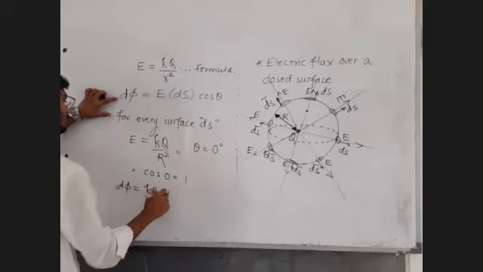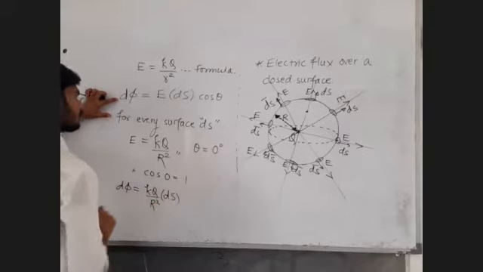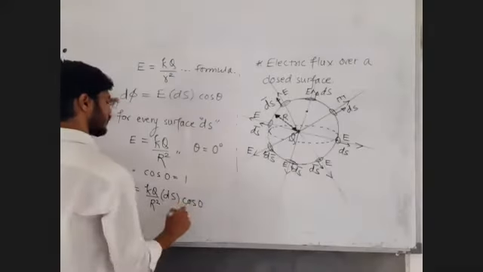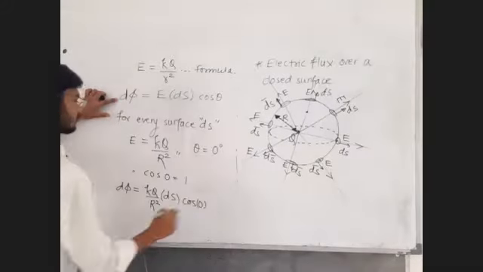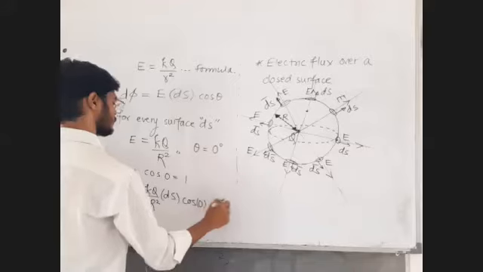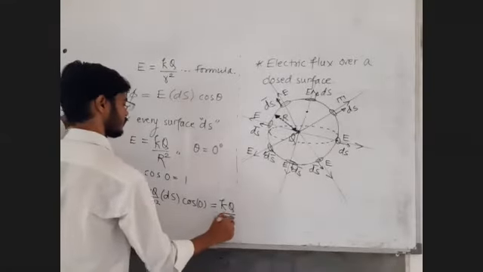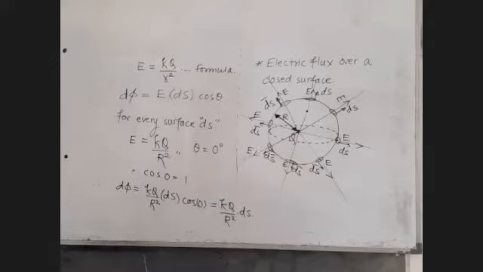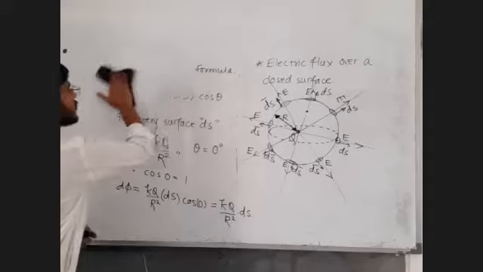ds is just a small surface area, put a bracket. Cos theta is same for each and every surface, so put it as cos 0. So that will give us into ds. Fine. Now let us find out total flux over the given surface area.